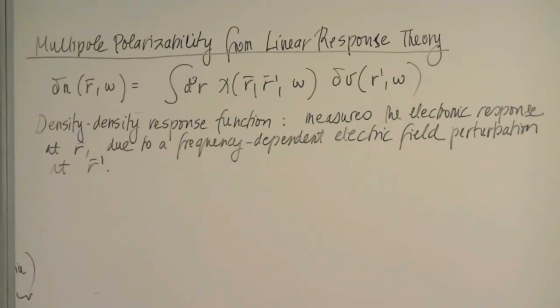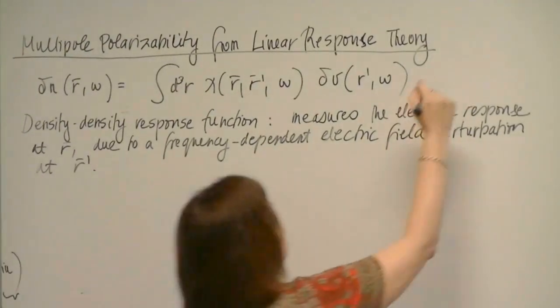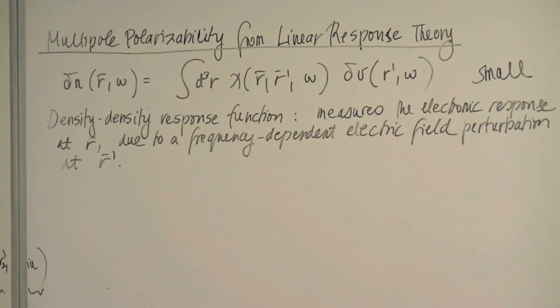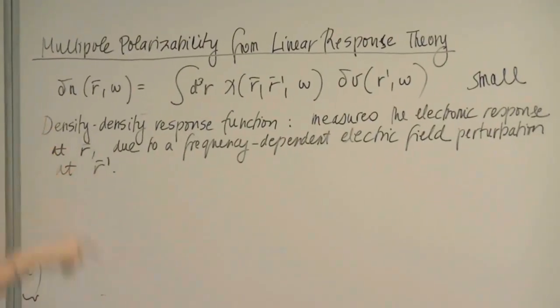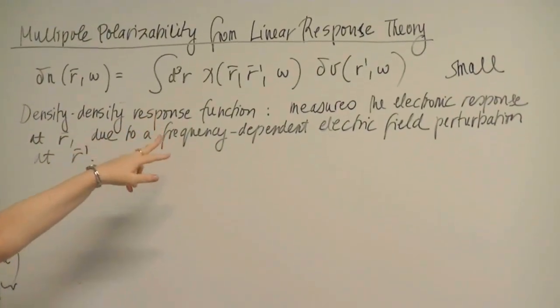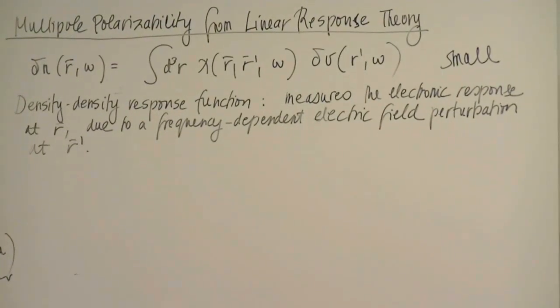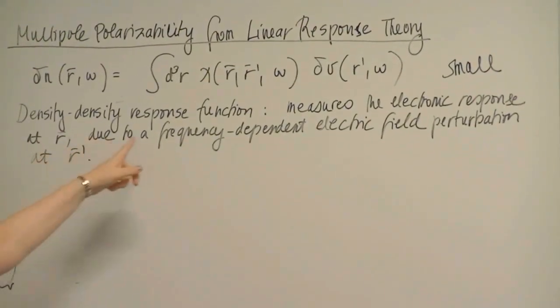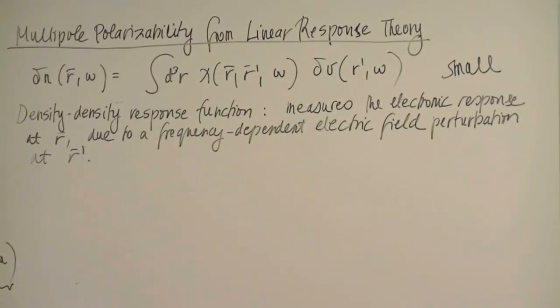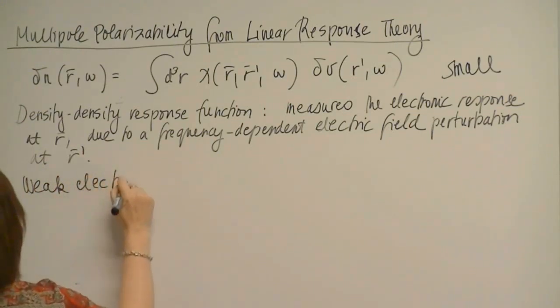If we have a system and we apply a small perturbation, and it's very important that we have a small perturbation, the density of the system changes. We have a small change in the density of the system. And again, as has happened many times already, we see this density response function, which is a non-local quantity, at least in the exact theory. It measures the electronic response at R due to a frequency-dependent electric field perturbation at R prime. So again, we need R and R prime, and the frequency dependence. Now, we have a weak electric field.